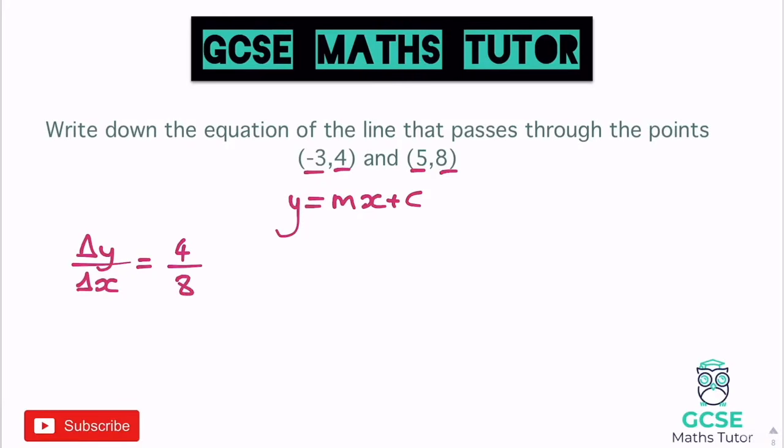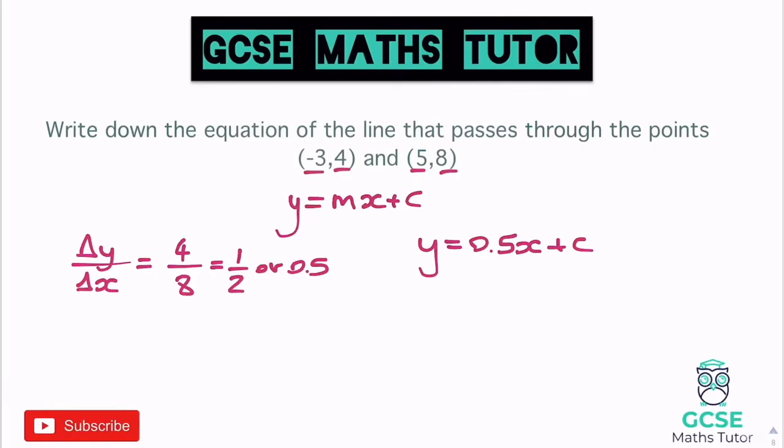Now I've got a fraction here, we can simplify that. So divide the top and bottom by 4, and we get 1/2, or 0.5. Now it doesn't matter whether you use fractions or decimals here, it's completely up to you which one you prefer to use. I think I'm going to keep it as 0.5, and let's put that into our line equation. So y equals 0.5x plus c.